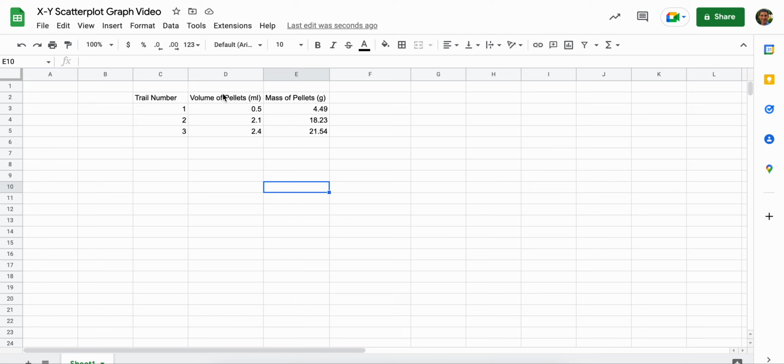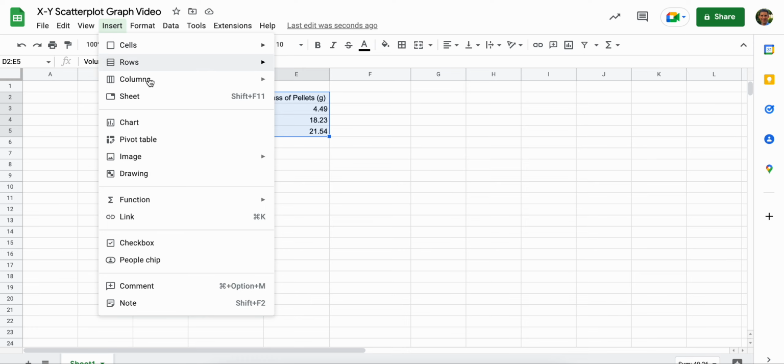You have maybe done 3 trials with different masses, and hence you have different volumes. You've recorded the masses with units within parentheses, and you've recorded the volumes with units within parentheses. Now you can make a graph which has a proper title and labeled axes by having that there, and then you can highlight those columns.